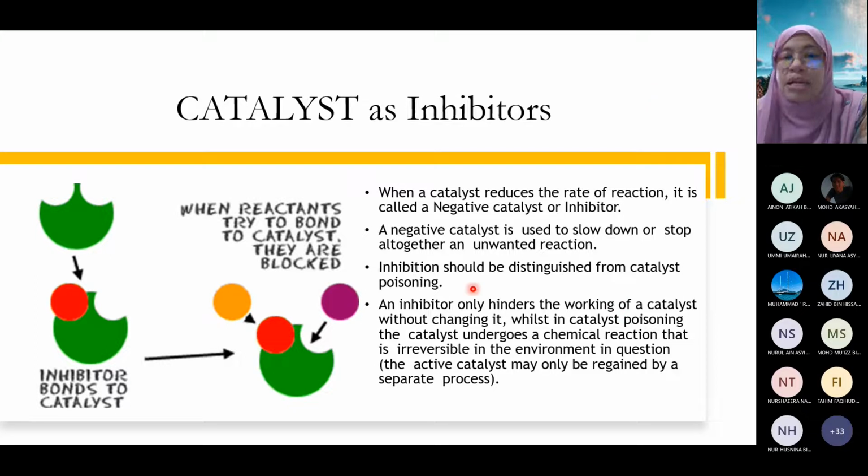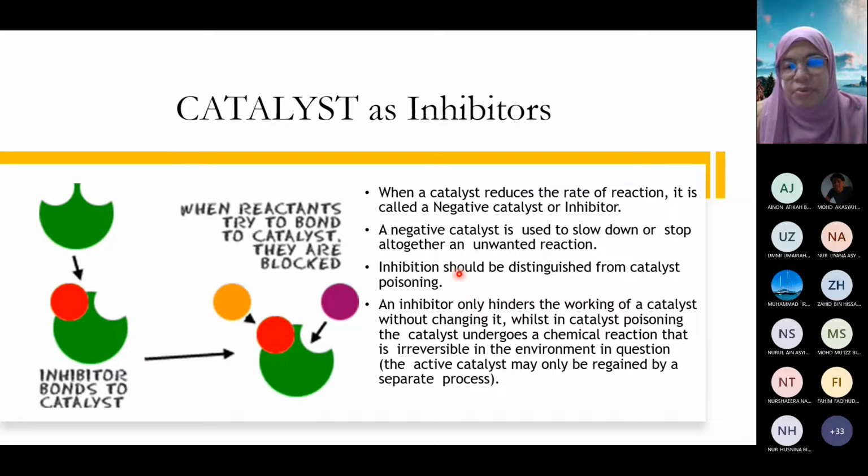Okay. Then another term involved in the catalytic reaction is inhibitors. So inhibitors ni the function dia similar with the poisoning. So inhibitors need to stop the reaction. So when a catalyst reduces the rate of reaction, it is called a negative catalyst or inhibitor. Yang ni dia sebenarnya the specific catalyst that we use to reduce the reaction, okay, ataupun to eliminate the reaction.